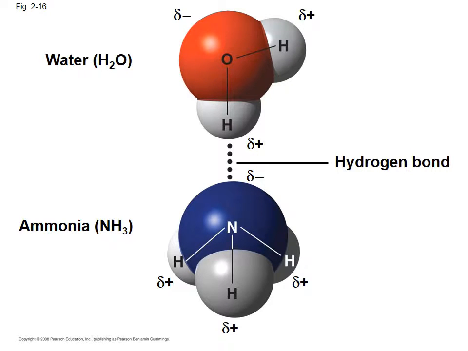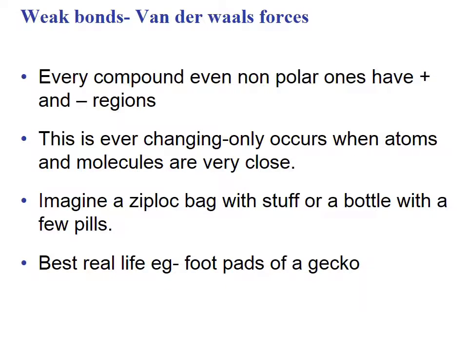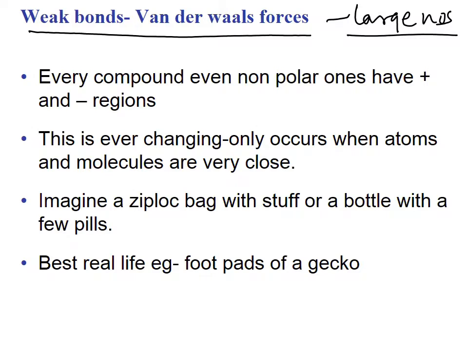Ammonia also is capable of exerting hydrogen bonds because of the polar nature of the covalent bond that it forms with the hydrogens present in it. Okay, then you come to a certain kind of bond which is a very weak bond, but in large numbers it is effective.